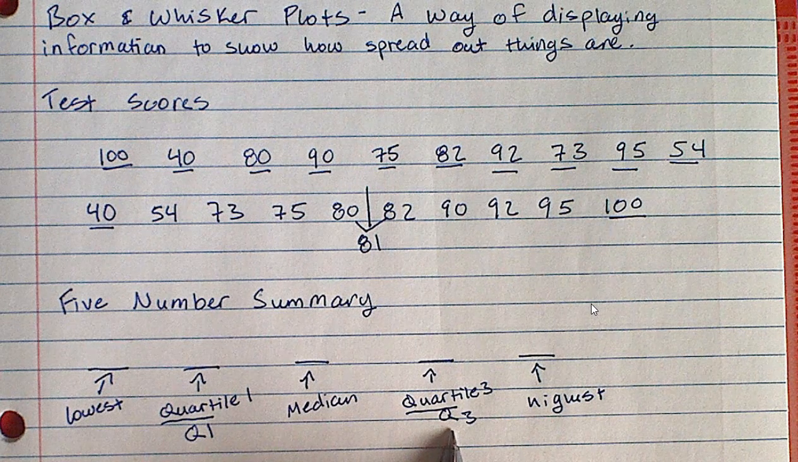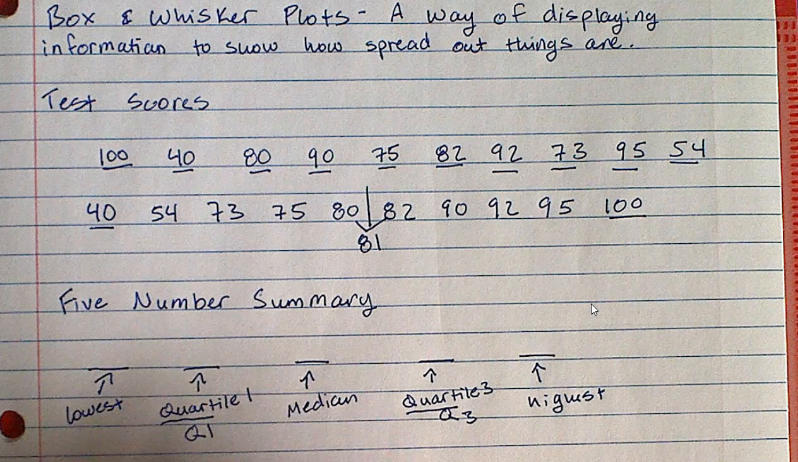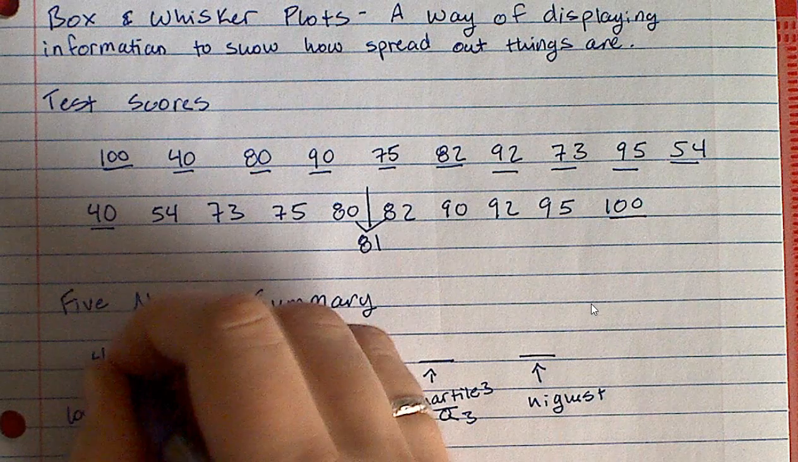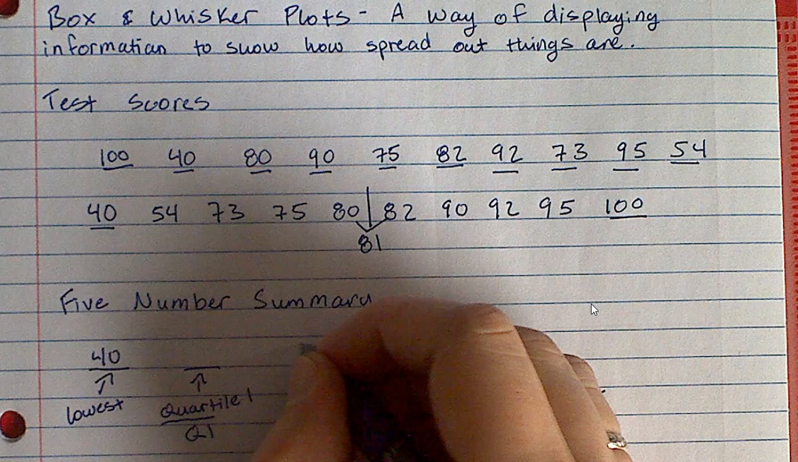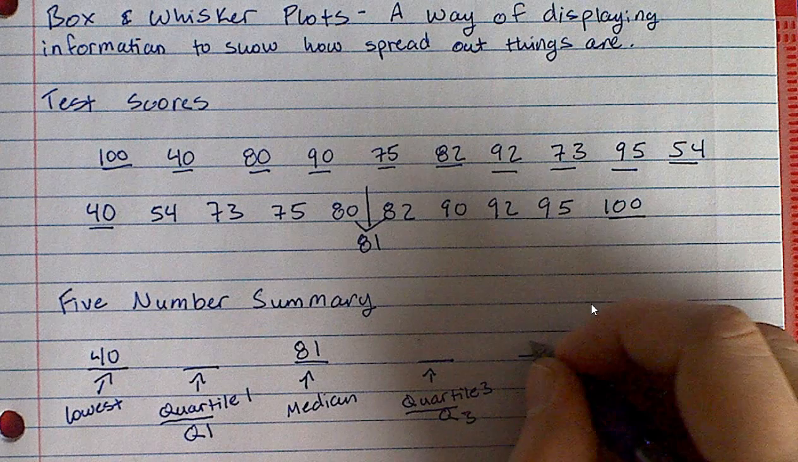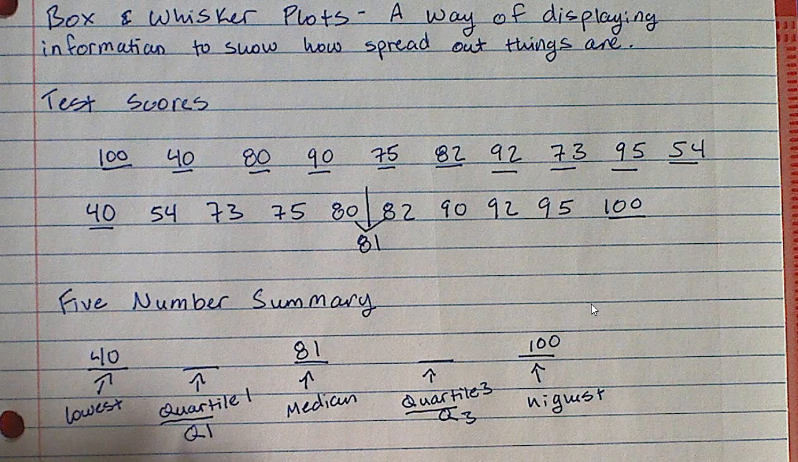All right? So I'm just going to fill in 3 of those 5 numbers, the 3 that we already know. We know what the lowest number is, which is 40. We know what the median is, which we just found, which is 81. And we know what the highest is, which is 100. Now we need to find out what quartile 1 is and what quartile 3 is.